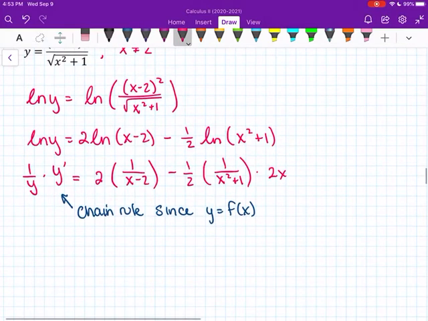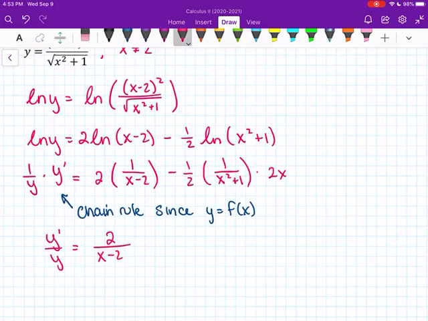So now I have y prime over y equals 2 over x minus 2 minus, let's see here, some 2's cancel, and I get x over x squared plus 1. Did I do that right? Yes. Okay. So now my goal, remember, we're solving for y prime, so we can multiply both sides by y.